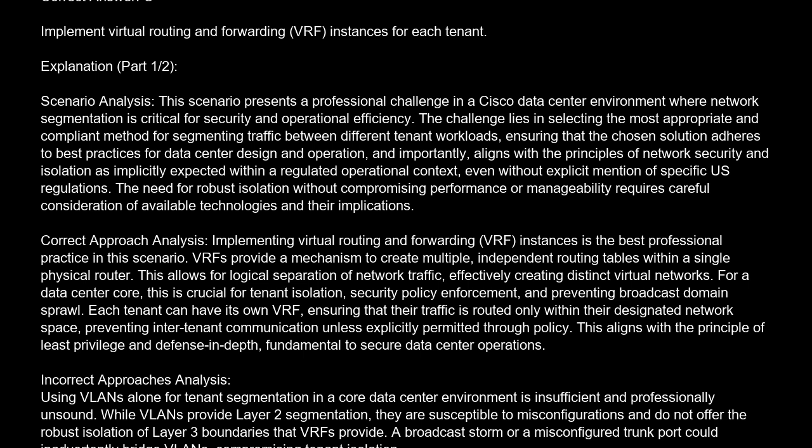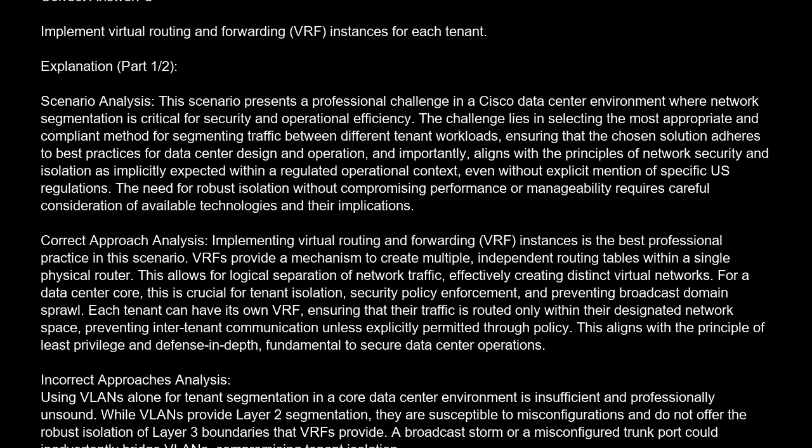network security and isolation as implicitly expected within a regulated operational context, even without explicit mention of specific U.S. regulations. The need for robust isolation without compromising performance or manageability requires careful consideration of available technologies and their implications. Correct approach analysis. Implementing virtual routing and forwarding (VRF) instances is the best professional practice in this scenario.